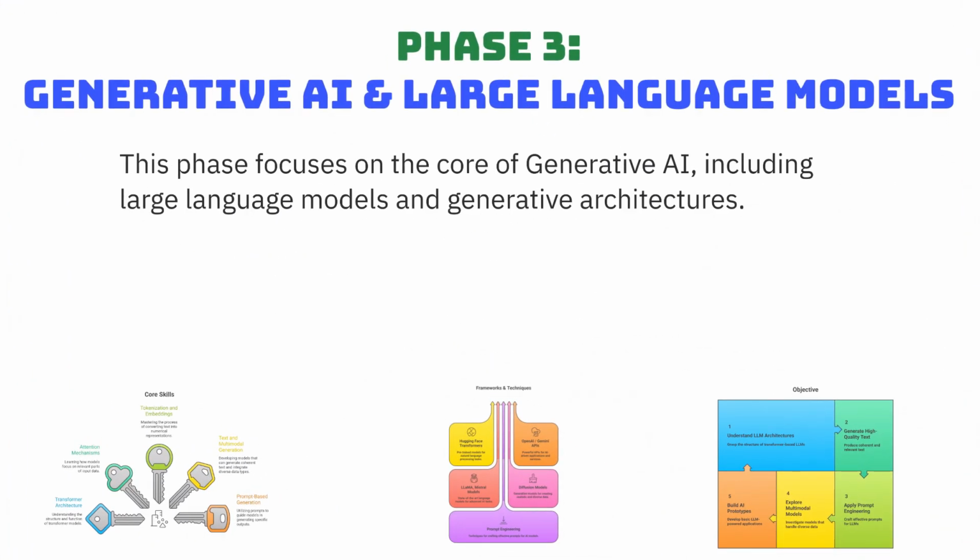Phase 3: Generative AI and large language models. This phase dives into the heart of generative AI, focusing on large language models and modern generative architectures. You'll learn how transformer-based models produce text, images, and other forms of content. These concepts explain how generative systems reason and respond. Mastering them clearly differentiates a generative AI engineer from a traditional machine learning engineer.